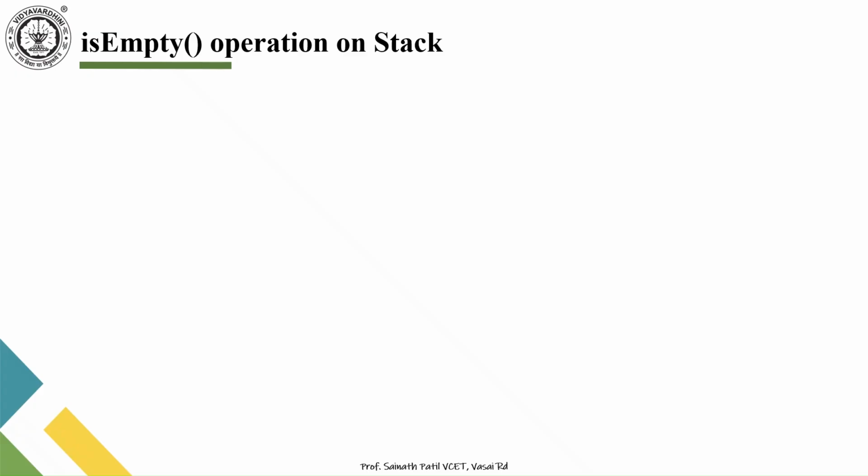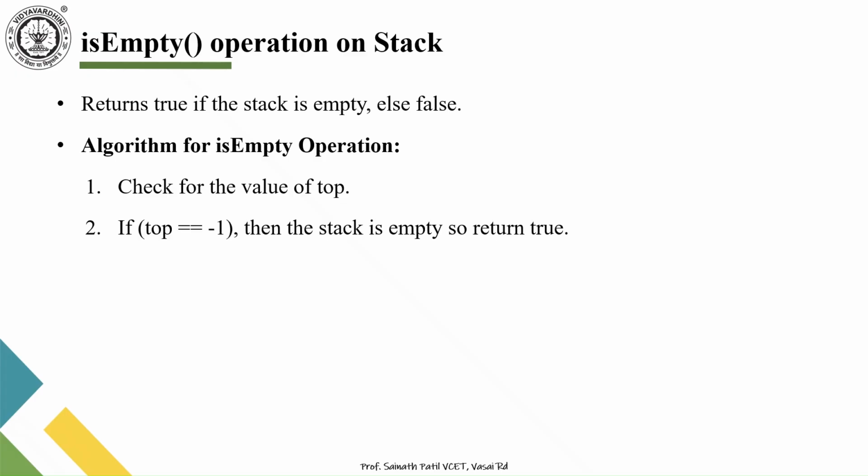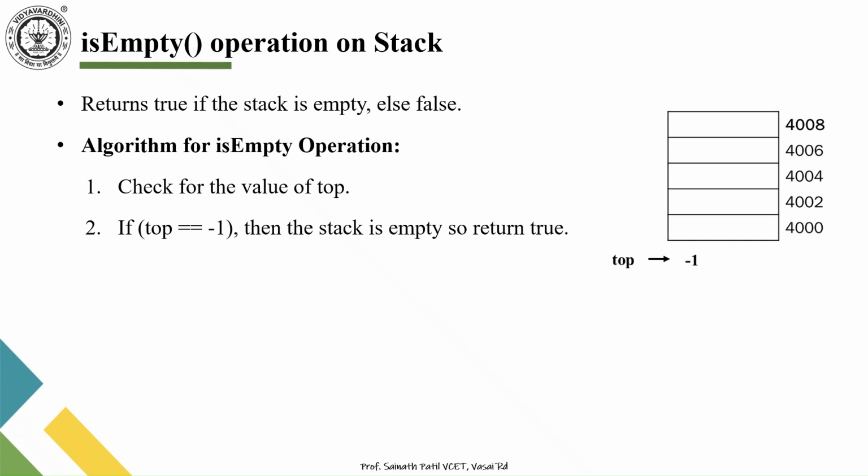Now let's learn the isEmpty function or operation on stack. The isEmpty function will return true if the stack is empty, otherwise it will return false. So let's see the algorithm for the isEmpty operation. The first step is to check the value of top. Top, we are going to use as an index or pointer. So if top is equal to -1, that means the stack is empty. So we'll return true.